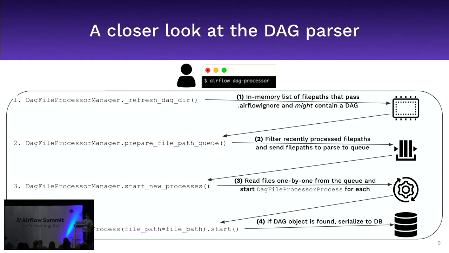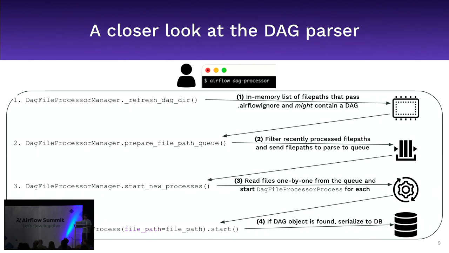And then it checks if it might contain a DAG by checking if the word Airflow and the word DAG occur in that file. It's a very quick heuristic to check if it might be a DAG. Then the resulting list of files goes to a method called prepare file path queue. And this orders all these files in a certain way, usually by a last processed time or last modified time. And it sends those file paths to a queue.